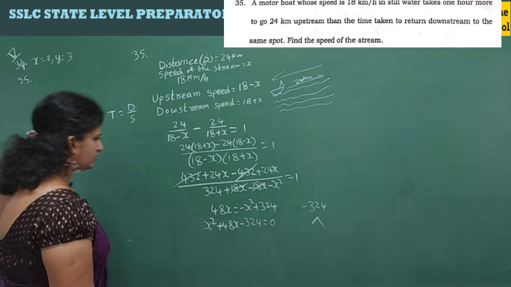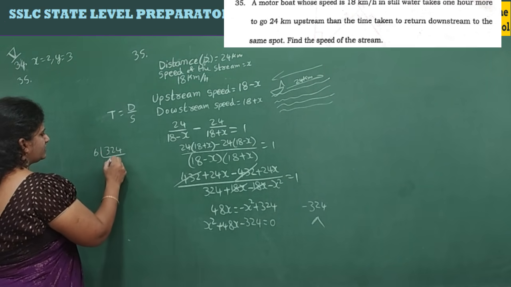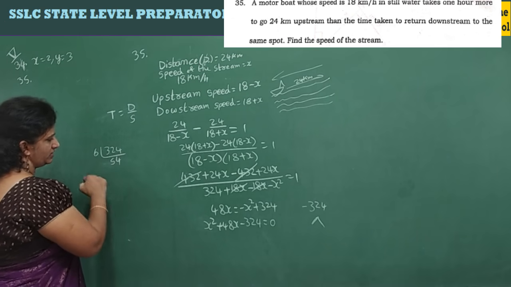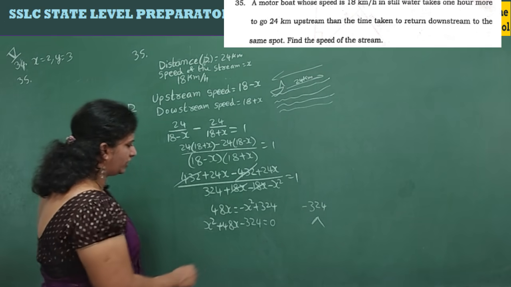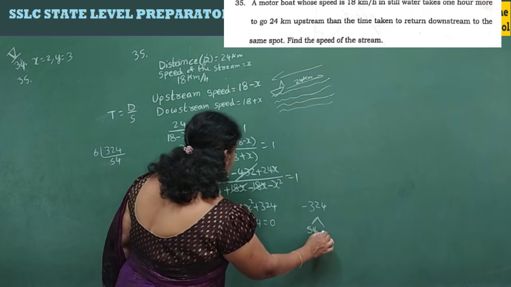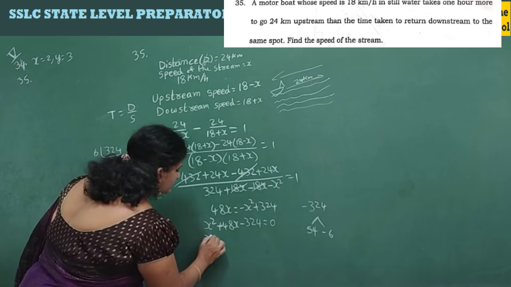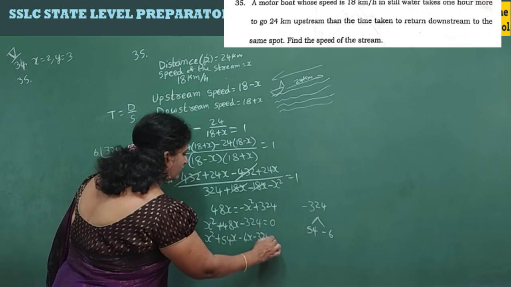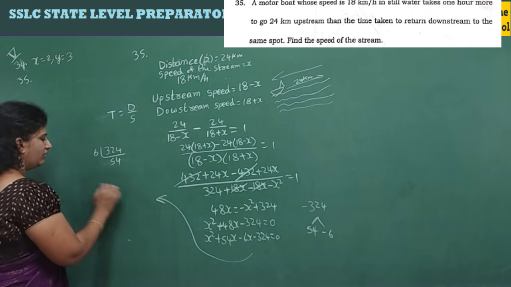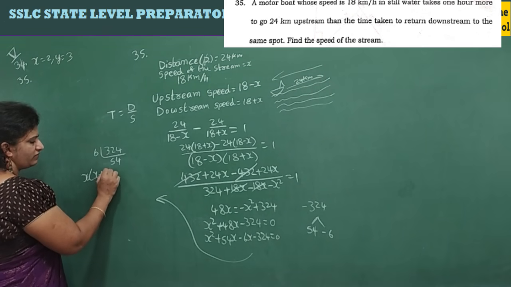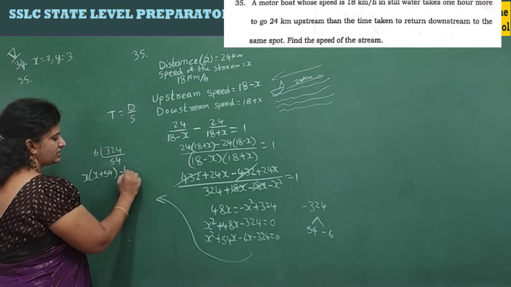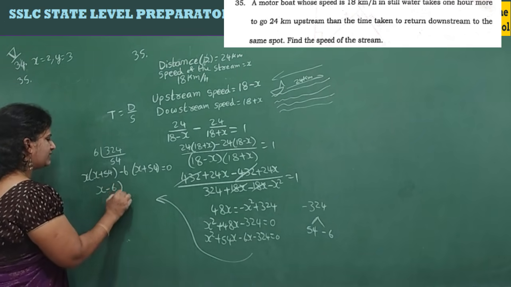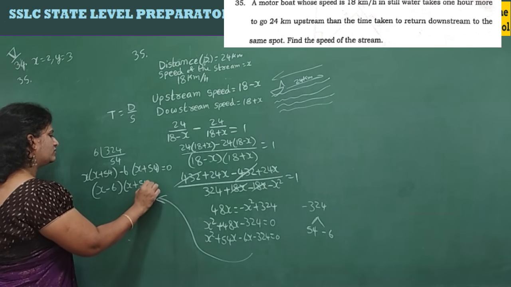I think, just let me do LCM. 6 5s are 30, 6 4s are 24. Just check it over here. 54, yes. 54 and 6 you should get plus 48. That means plus 54 minus 6. x square plus 54x minus 6x minus 324 equal to 0. Let me continue here. x take out common, x plus 54, and rest of the two minus 6 common, x plus 54 is equal to 0. x minus 6 into x plus 54 equal to 0.